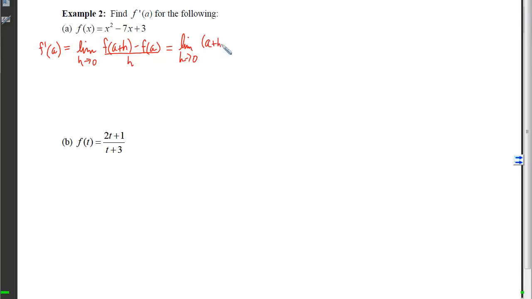So we'll have an a plus h quantity squared minus 7 times an a plus h plus 3. Notice that this whole thing is our f of a plus h. Now we're going to subtract this with an a plugged in, and we've got to remember to put parentheses around it, because if we don't, we will neglect the distribution of this negative and we'll end up getting the wrong answer. Our a's won't cancel out. We'll have stuff up there that doesn't have h's in it.